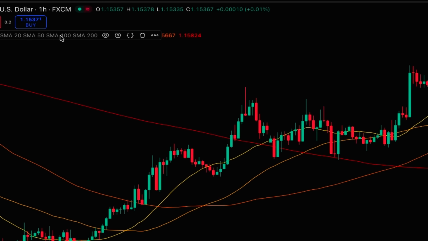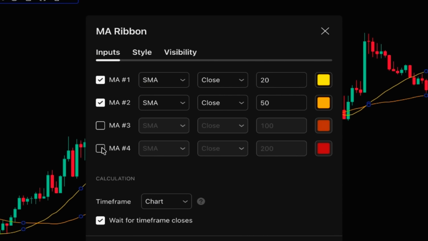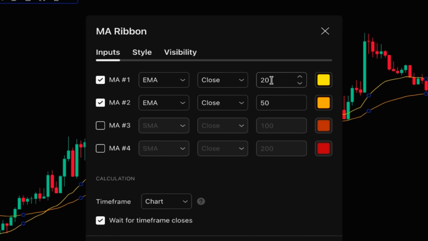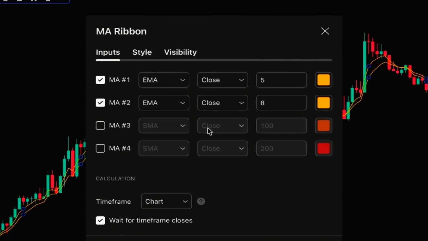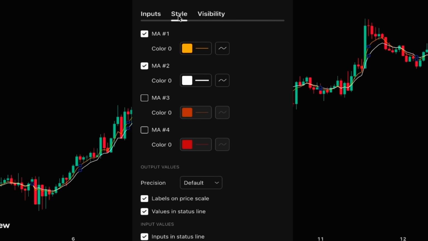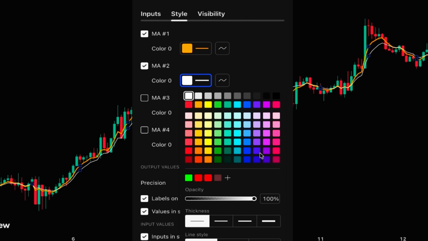So here we go to the settings of the indicator and we remove 2 of the moving averages, because here we're gonna add only 2 moving averages and 2 of them should be exponential moving averages. So here we set EMA for them. And then for the first EMA, we set the length at 5. And for the second EMA, we set the length at 8. For the first EMA, we set the color to orange. And for the second EMA, we set the color to white. And finally, we go to the Style tab and we increase the thickness of the lines so they will be better visible on our price chart.